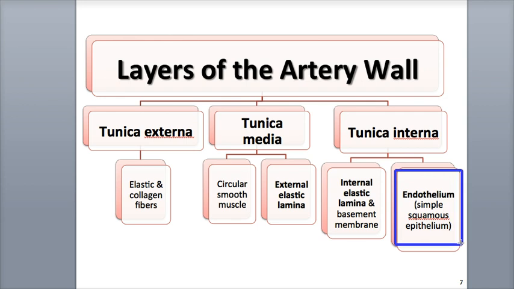It is a continuation of the endocardium that lines the heart and covers the heart valves. The endothelial cells perform various roles, such as improving the efficiency of blood flow. Their smooth surface minimizes friction, secretes chemicals that cause vessels to constrict or dilate, and helps with the permeability of the capillaries.